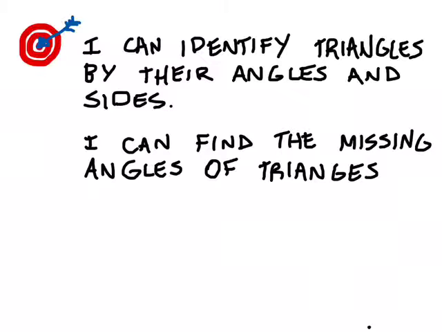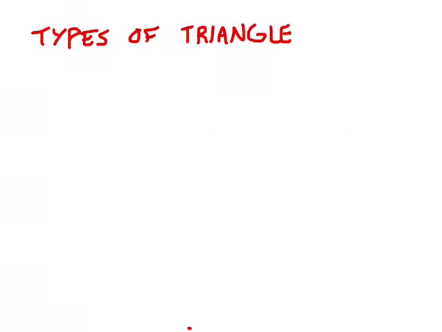and sides, and also finding the missing angles of triangles. There's some specific angle rules that go along with all triangles, and we're going to look at those and see how they can be used to find missing angles when we need to. You may already be familiar with the different types of triangles, but we're going to review them just in case you aren't.